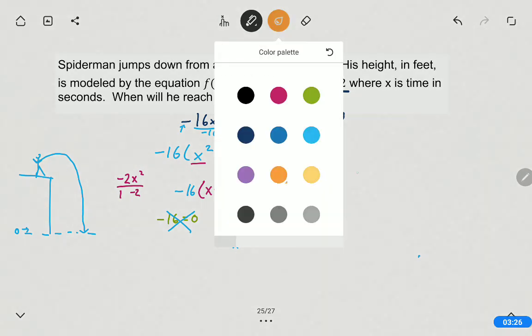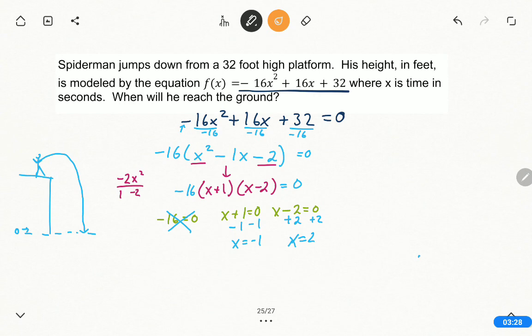This is a real-life situation, though, so some of our answers may not make sense. Remember, x is time in seconds, and he's jumping technically at 0 seconds. So, if we say negative 1 seconds, that means 1 second before he jumps, he hits the ground. He hasn't jumped yet, so he can't hit the ground yet. So this doesn't really make sense in our situation. So the answer we are going to want is our positive answer, which is 2 seconds.